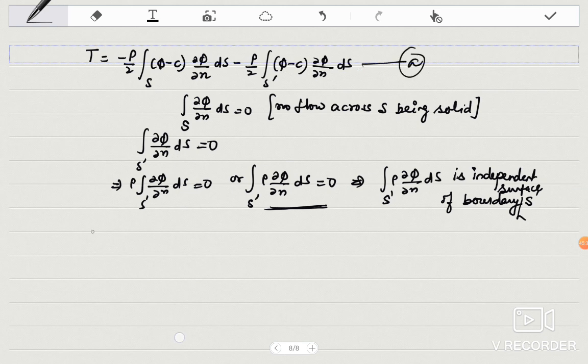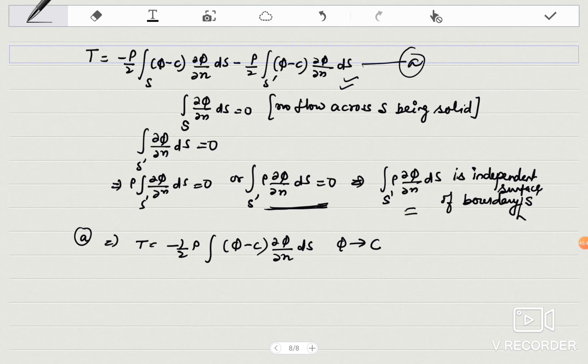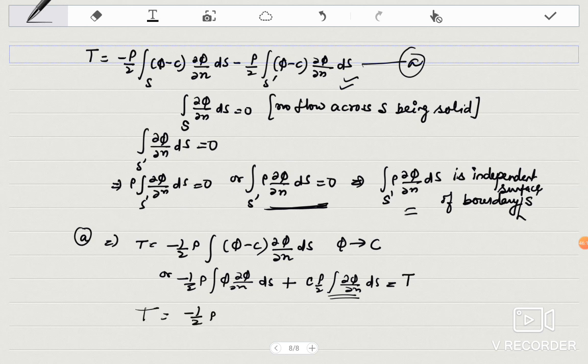So what does this relation imply? It implies T is equal to minus half of rho into phi minus C delta phi delta n ds, because this part will be 0 when I say that phi tends to C. If phi tends to C, this will be 0 because of this relation. Or minus half of rho phi delta n ds plus C rho by 2 delta phi delta n ds is equal to kinetic energy T. But this is again 0. So T is equal to minus half of rho phi delta n ds. So it is the expression for the kinetic energy.